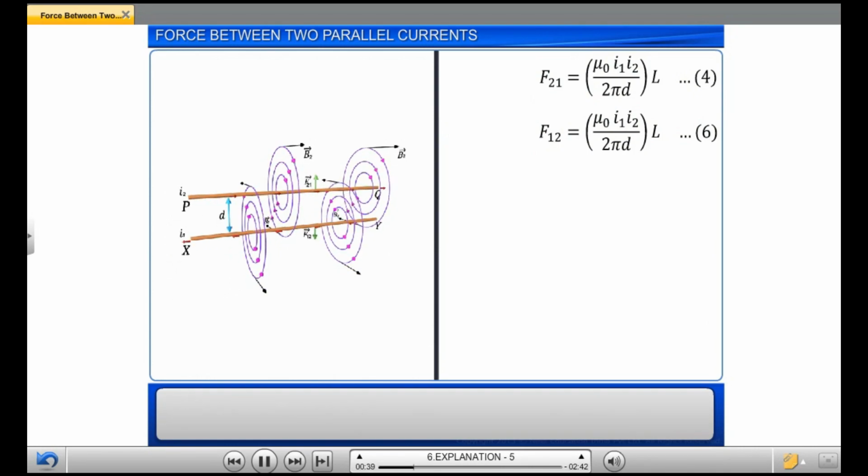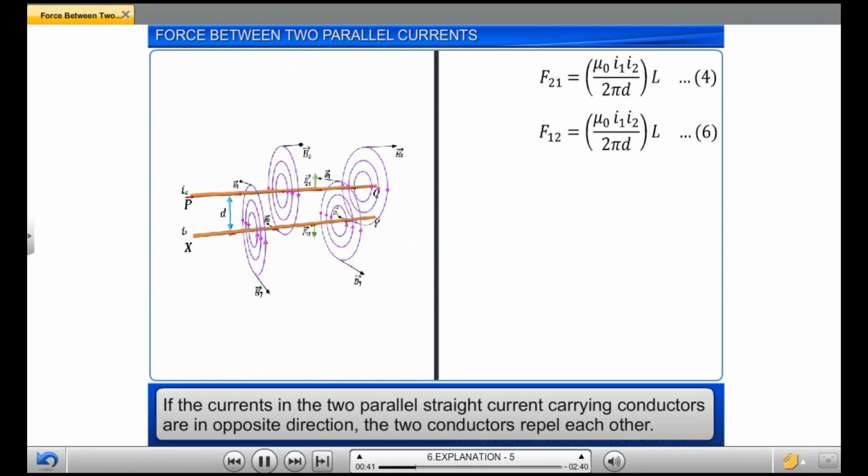On the other hand, if the currents in the two straight parallel conducting wires are in opposite directions, then the forces exerted by the conductors on each other are equal in magnitude but repulsive in nature. Thus, they repel each other.